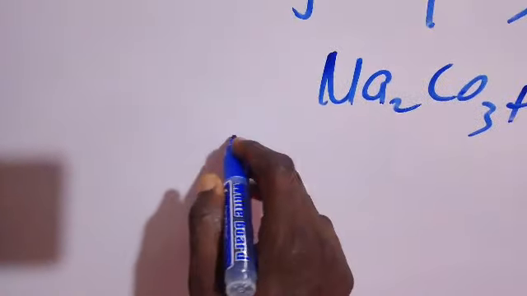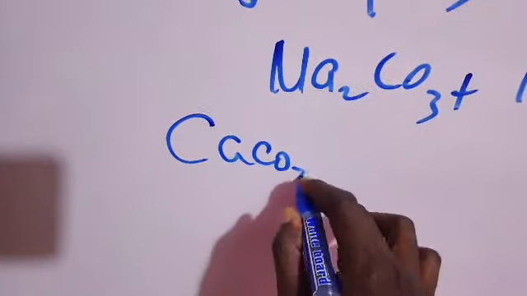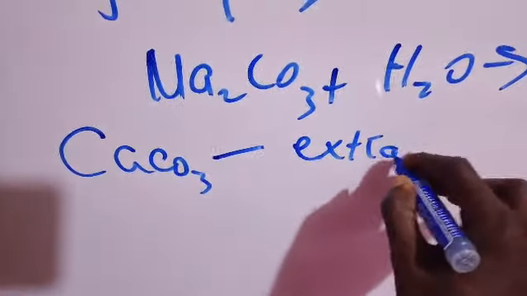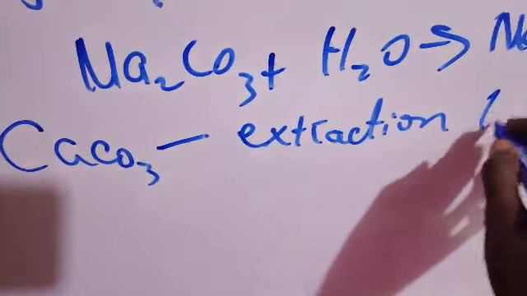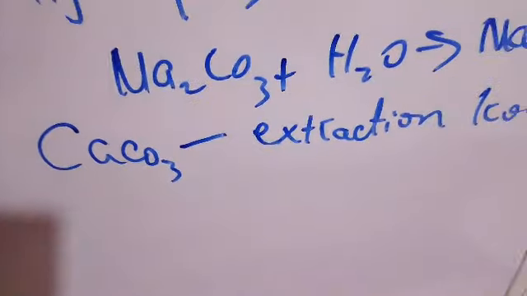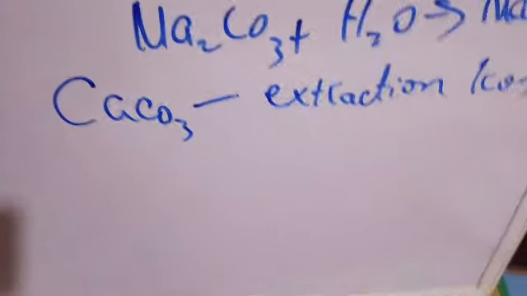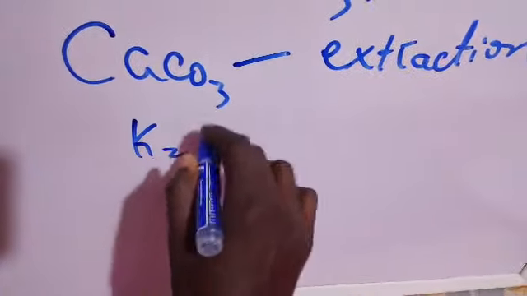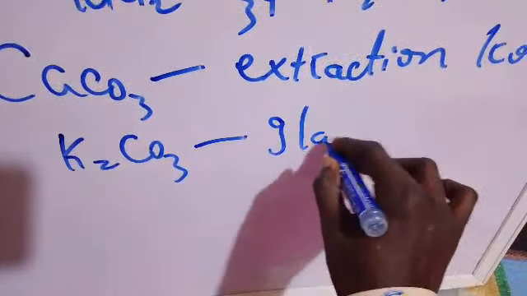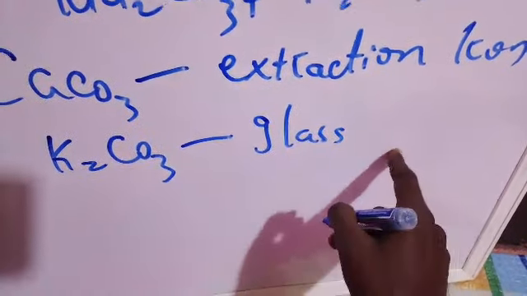And let me just give you the importance of a few of them. For example, CaCO3 is used in the extraction of iron, and also used in the manufacture of cement. CaCO3 is the primary constituent of cement. Then we have K2CO3, which is used in the manufacture of glass.